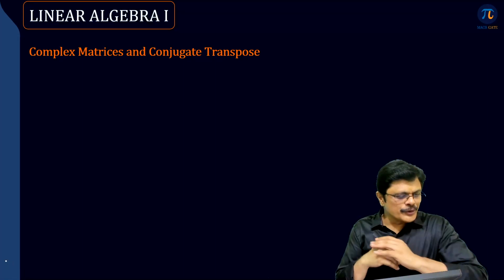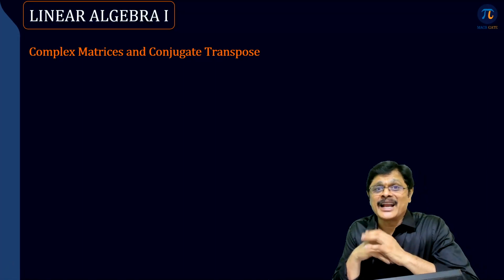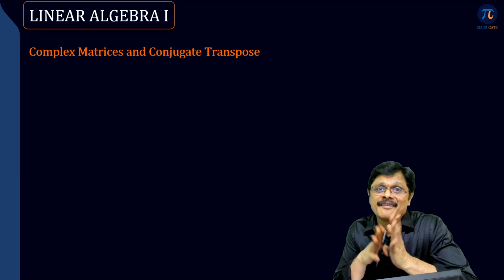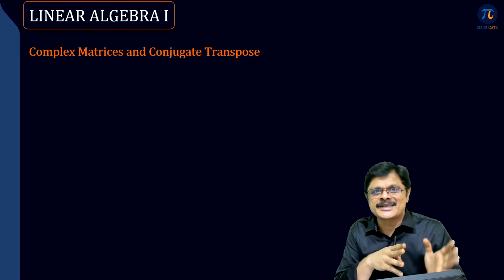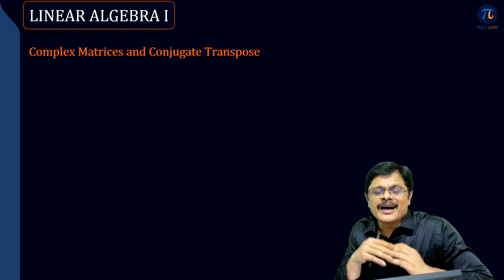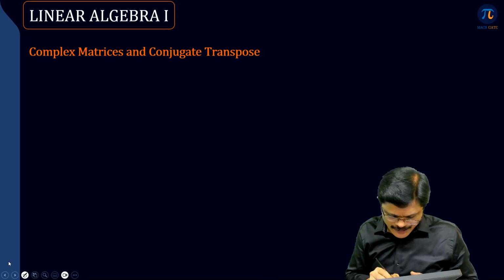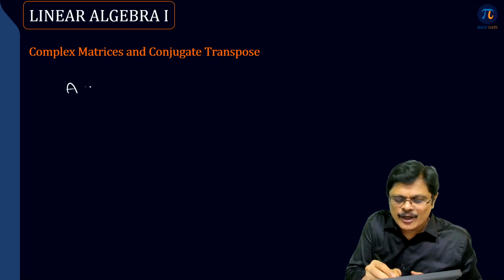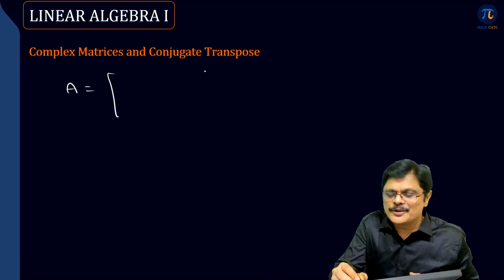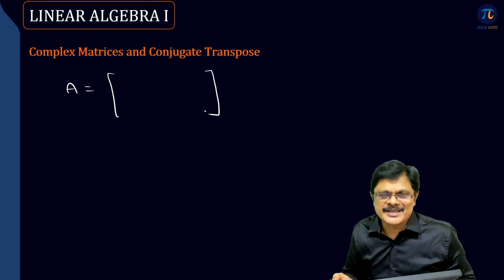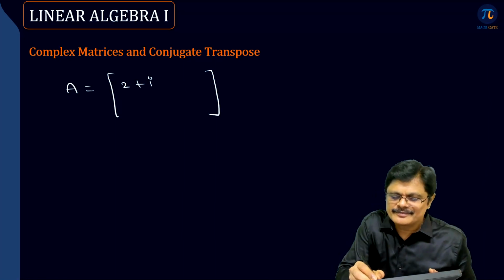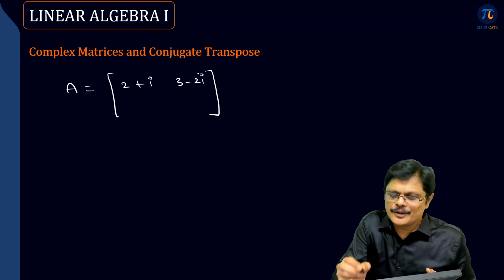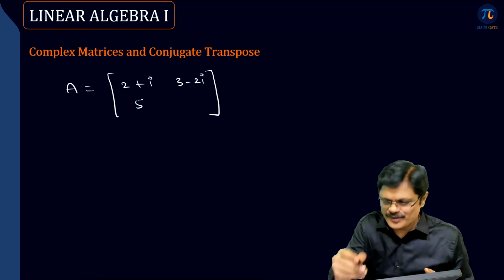Now, we'll conclude today's session with the complex analogous definitions of what we just discussed, that is symmetric, skew symmetric, and orthogonal. First of all, what is a complex matrix, sir? A complex matrix is a matrix whose elements are complex numbers. You can also have real numbers, my dear friend.